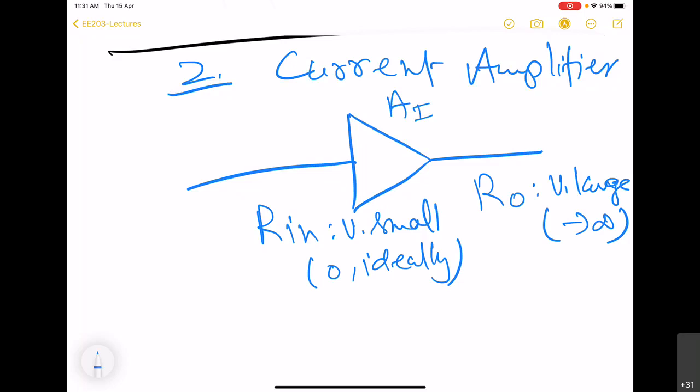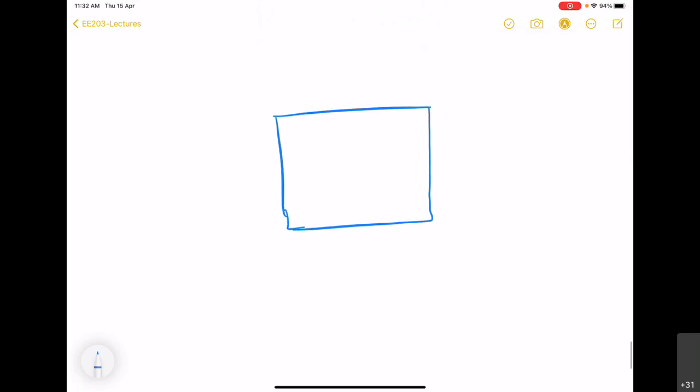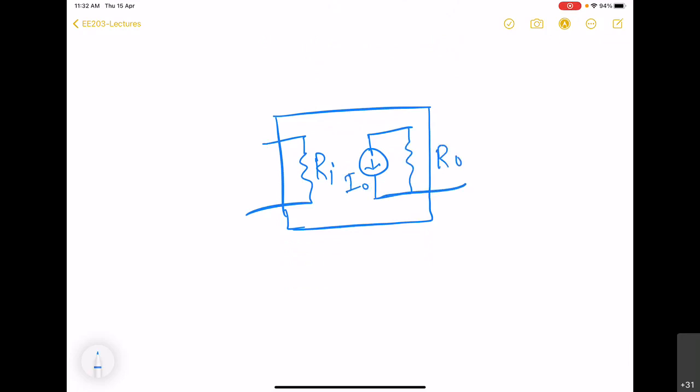So now we have this type of amplifier. So let us take the model of this practical amplifier. So we have input resistance, but this is going to be very small, and on the output side we have an ideal current source I0 and output resistance.